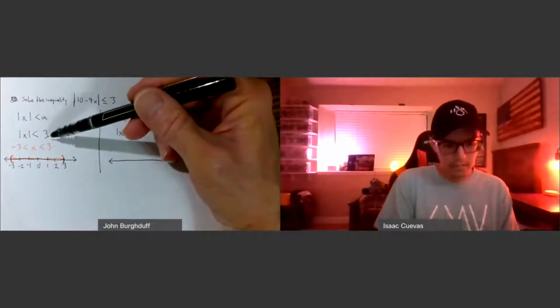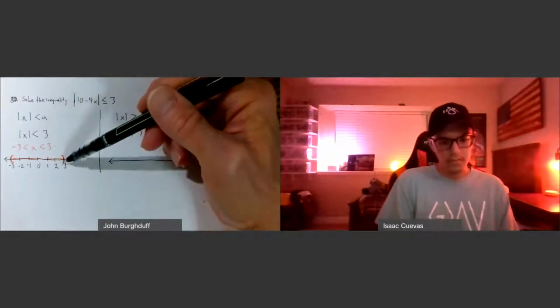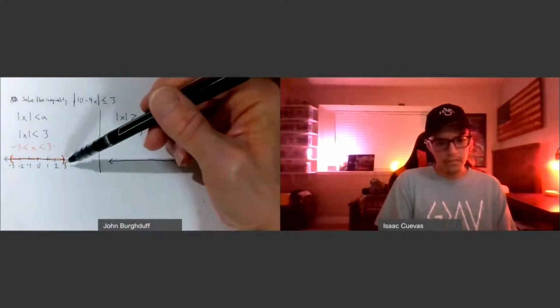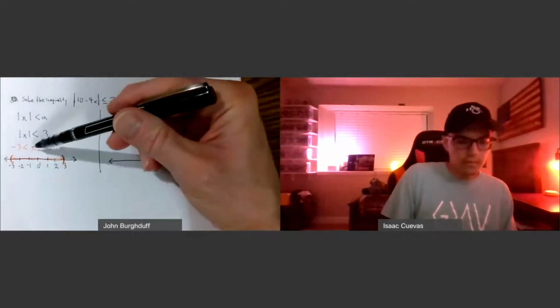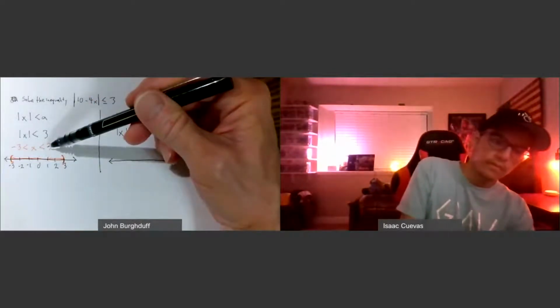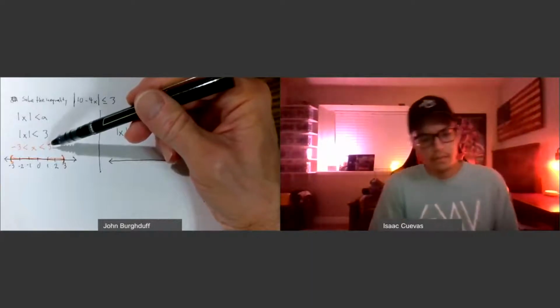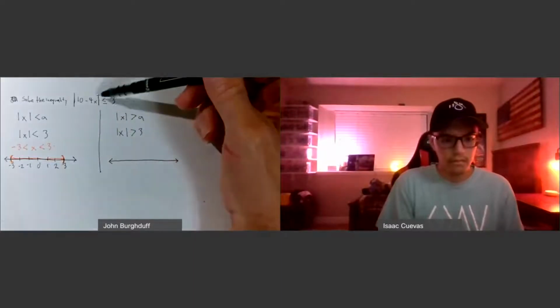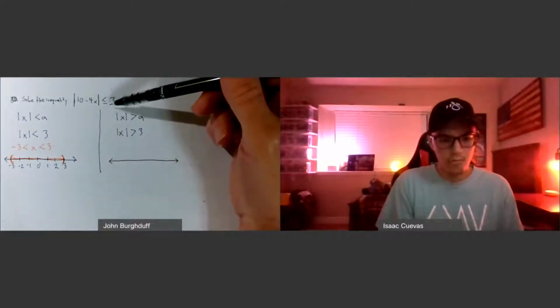So the number line picture for this inequality looks like this. And that inequality can be described in an easier way by simply saying that x is between negative 3 and 3. And what you'll see in a little while is that we're going to use this sort of like a template anytime we have an absolute value inequality with a less than, which is going to apply here.